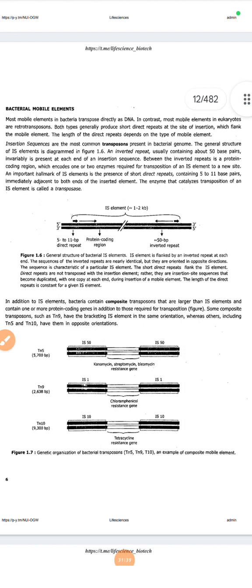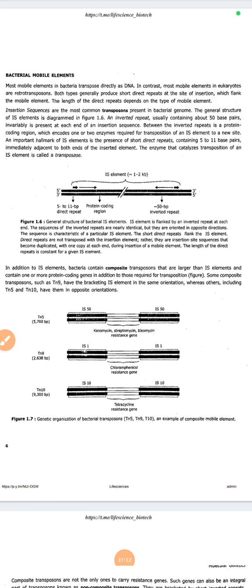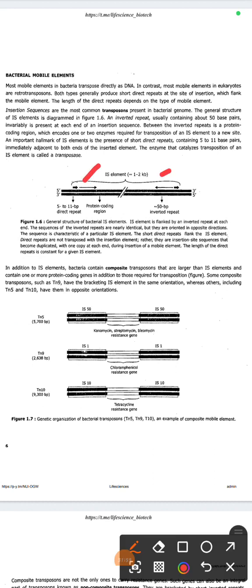You can see that it is flanked by an inverted repeat at each end. The sequences of the inverted repeats are nearly identical, but they are oriented in opposite directions. Here it is written for only one; you can see two bigger arrows, this and this. These are inverted repeats, nearly identical and in opposite directions, and this is the characteristic of an IS element.